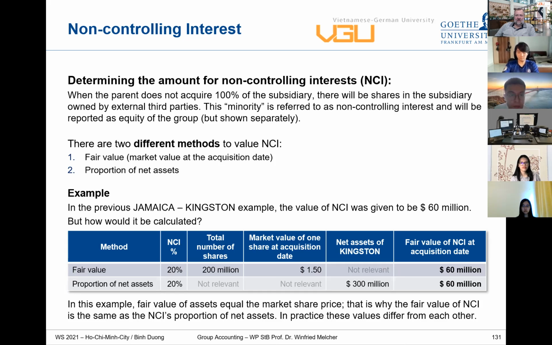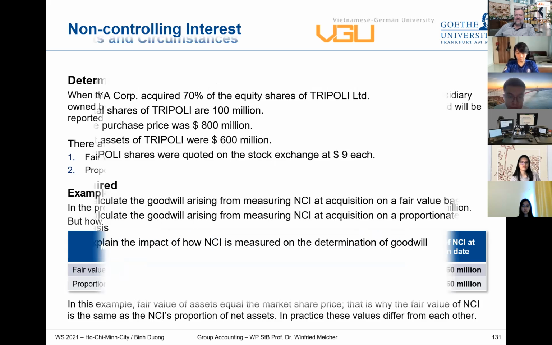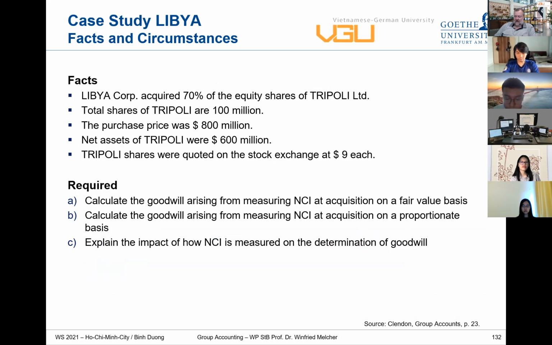All right, so these are the two methods that we would use in our case studies and also in the exam. So I would like you to do the case study Libya. Here are the facts and circumstances. Please calculate the goodwill arising from measuring NCI at acquisition on a fair value basis. And then B, calculate the goodwill arising from measuring NCI at acquisition on a proportionate basis.